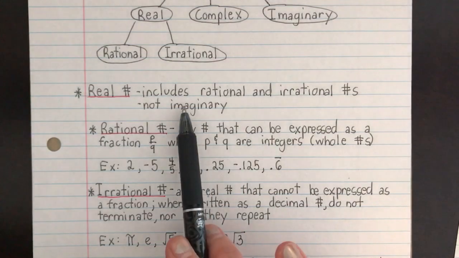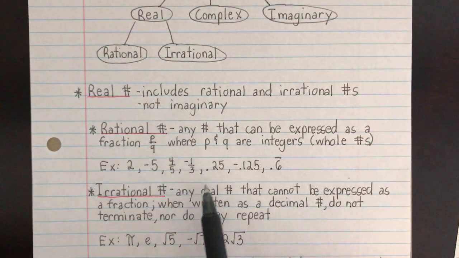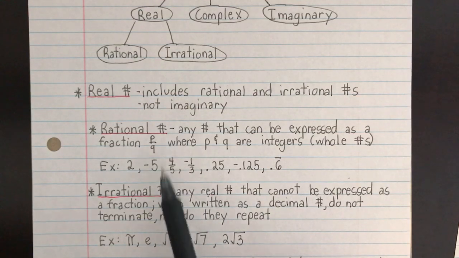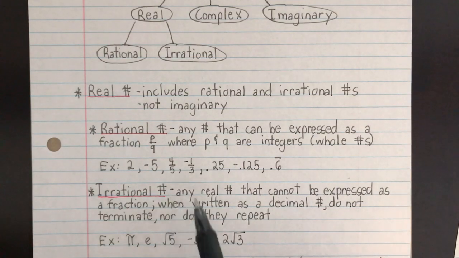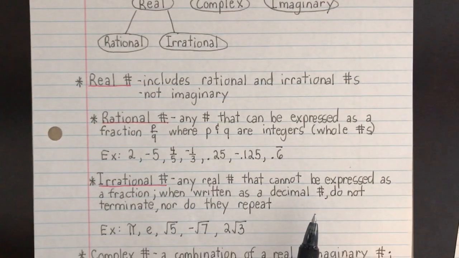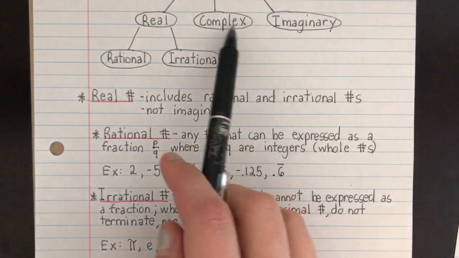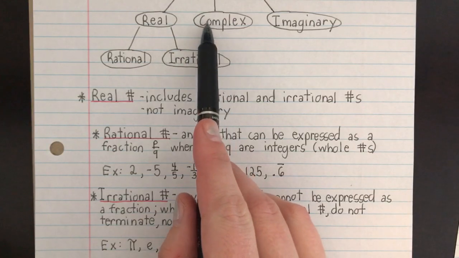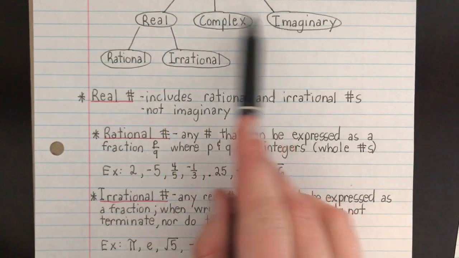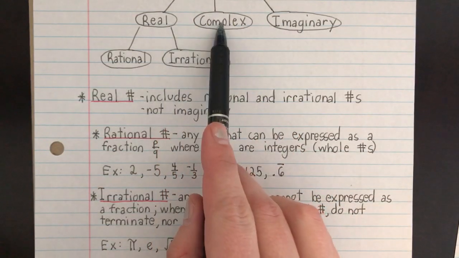Okay, so real numbers are either a rational or an irrational number, any of these numbers here. So your positives, your negatives, anything basically that's not imaginary. Okay, so that's your real numbers. Complex numbers are really interesting. Complex numbers are a mixture of both real and imaginary numbers. That's why I put it in the middle.